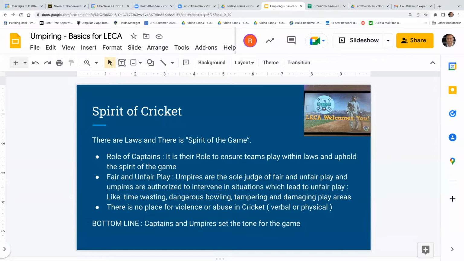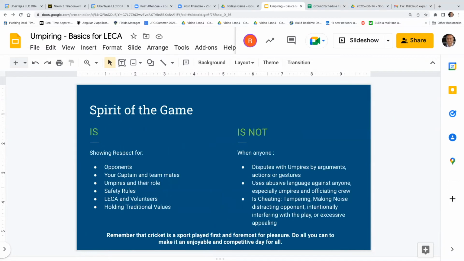So in all of these circumstances, it's the job of the captains to control their teams. It's the job of the umpires to advise the team that their play is moving from fair to unfair when they see excessive use of any of this. The biggest bottom line on the ground is that the captains and the umpires set the tone for the game. Nobody else sets the tone, because the two captains are responsible for the teams, and the umpire is responsible to make sure the game finishes in a good spirit and finishes competitively.